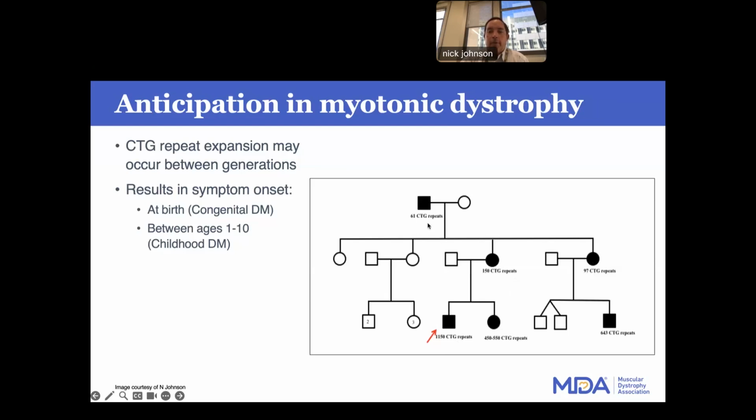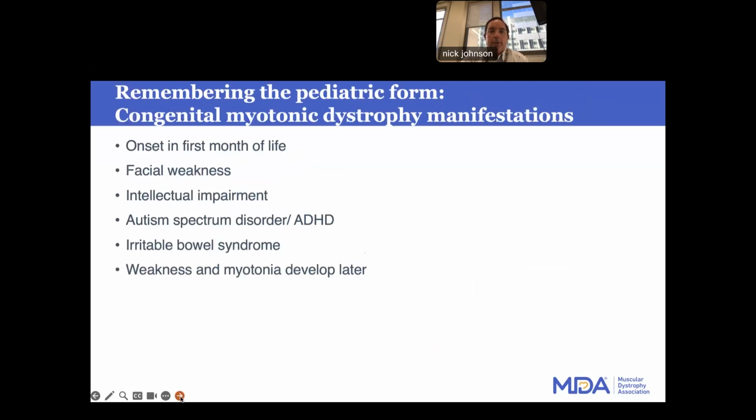And of course, the grandfather, same thing, not particularly symptomatic. So really fairly stable going from the father to the 2 daughters, but then in both instances, you had that more significant repeat expansion.